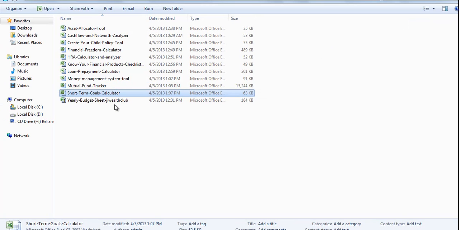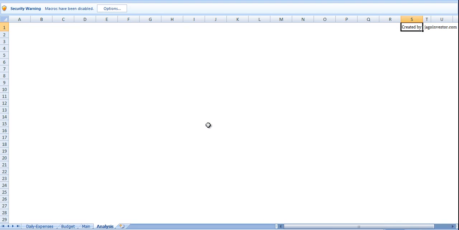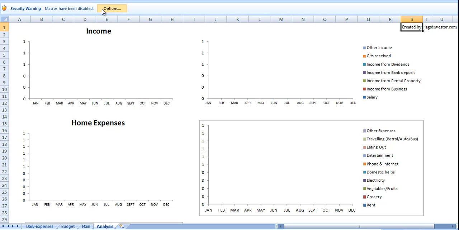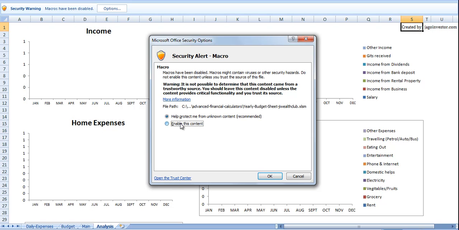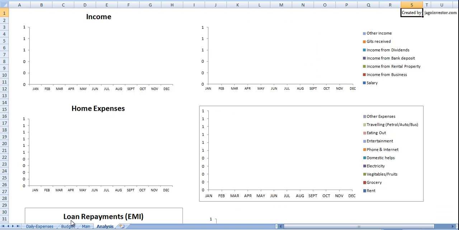Now let's move to the next and the last one, which is the budget sheet. Now the first thing you have to do is enable the macros. So go to options and enable it, and then there are some sheets here.